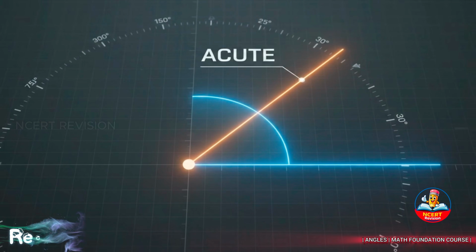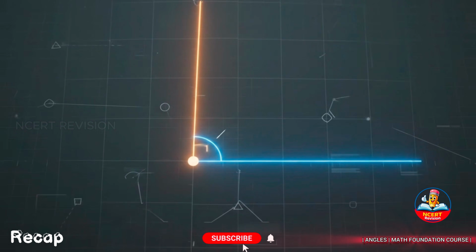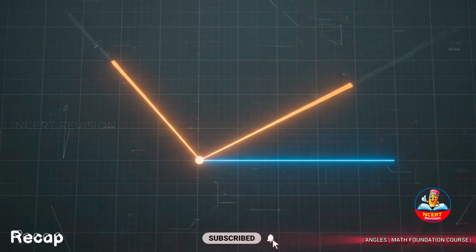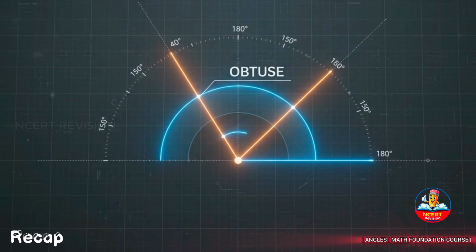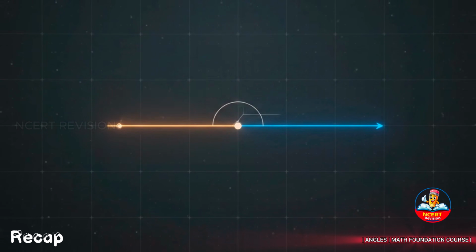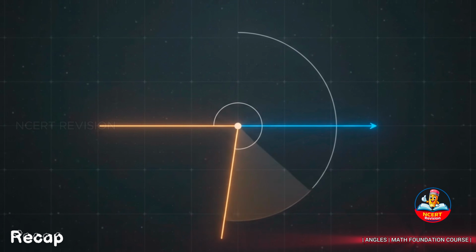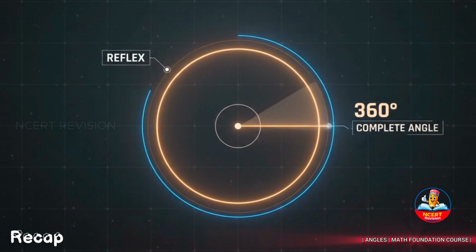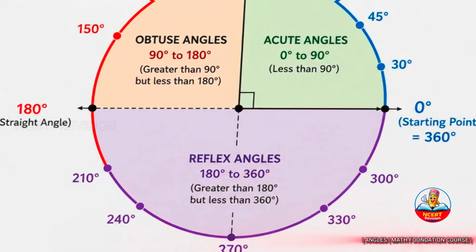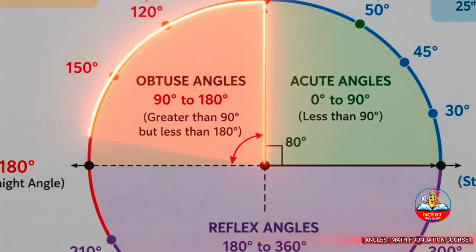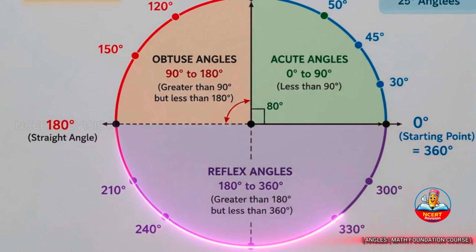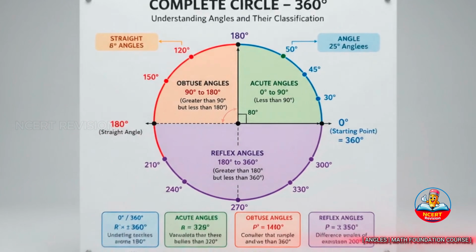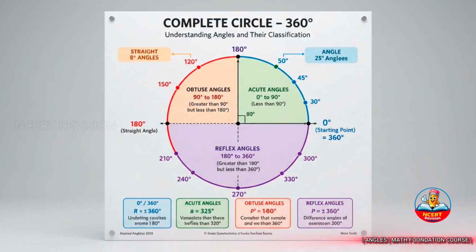Less than 90 is acute. Exactly 90 is right. Beyond 90, but below 180, is obtuse. 180 is straight. Beyond 180 is reflex. One complete turn, 360 degrees, is a complete angle. Quick revision: acute, right, obtuse, straight, reflex, and complete. Remember, 90, 180, and 360 are key boundaries.